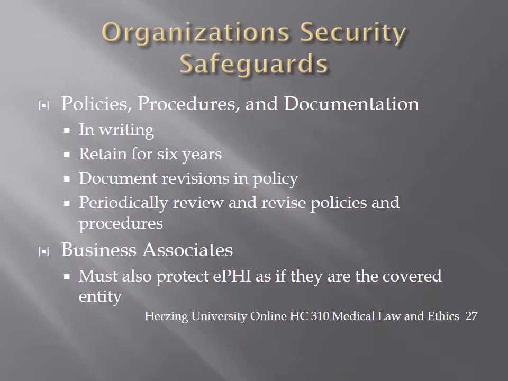Organization security safeguards. The covered entity must establish policies and procedures for security safeguards. These policies and procedures must be in writing and retained for 6 years. Revisions in policy must be documented as well. The entity must periodically review and revise the policies and procedures. Business associates must also protect the EPHI as if they are the covered entity.